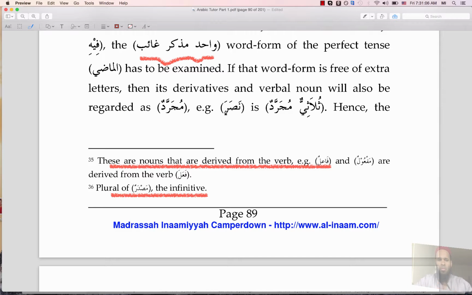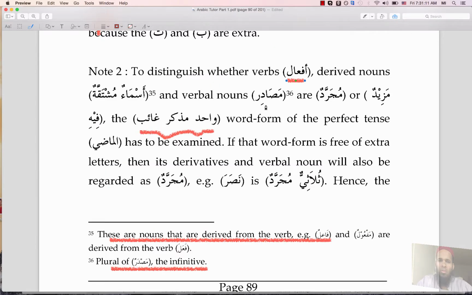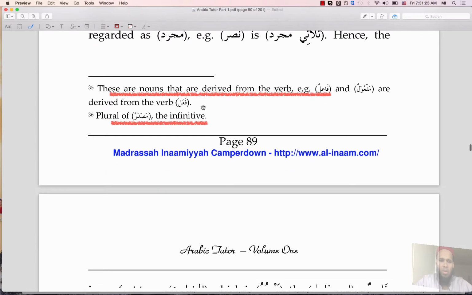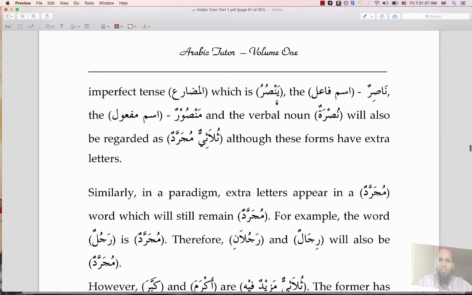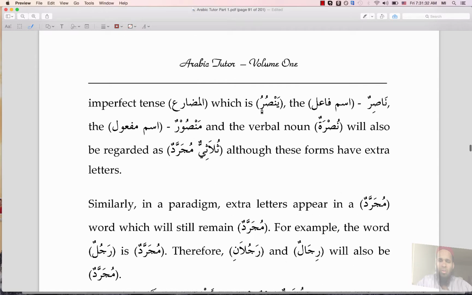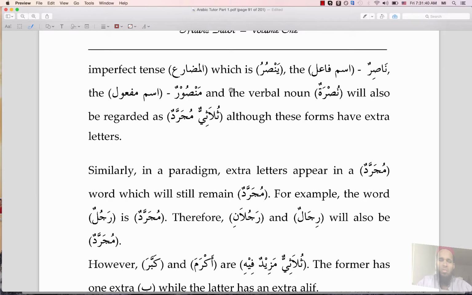Then the masadir will also be a mazid fi. Hence the imperfect tense al-mudari. Okay, we've done that. Because the nasr is the base, whether we're in yansuru or nasirun or mansurun or nusratun, all of these will be considered as sulasi mujarrad because the base of all of these came from nasara.